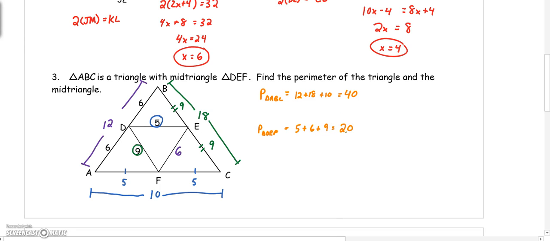This should make sense that the perimeter of our mid-triangle is half the perimeter of the bigger triangle, because my midsegments have half the length of my base sides.